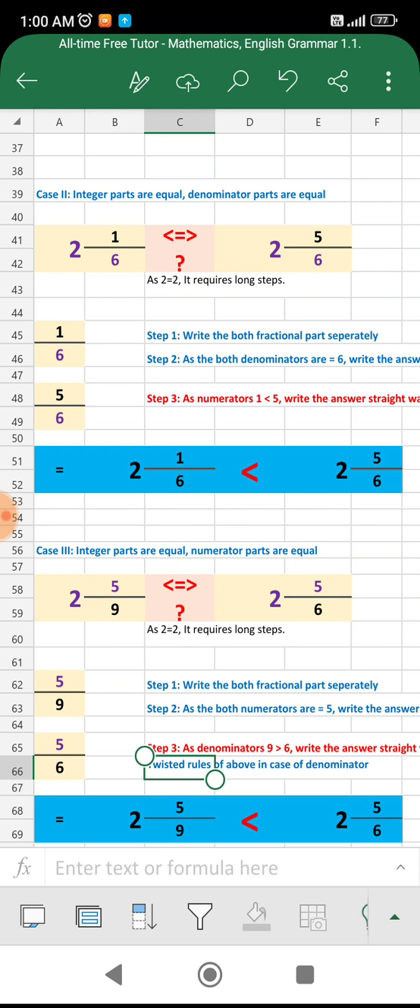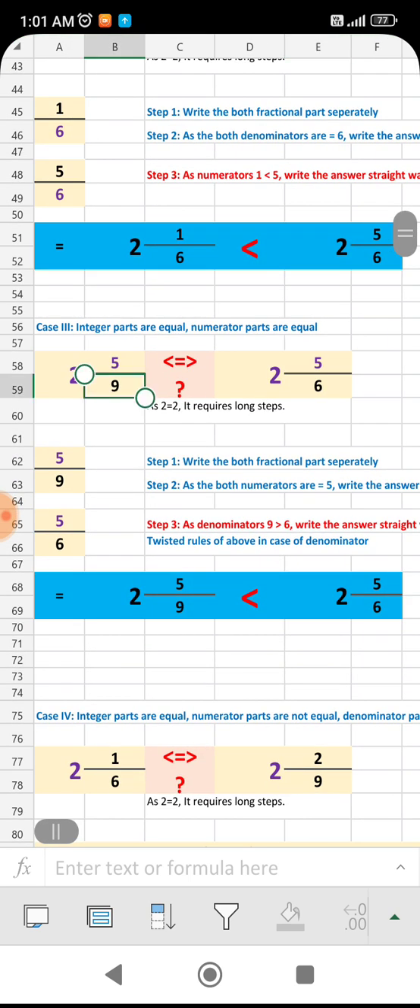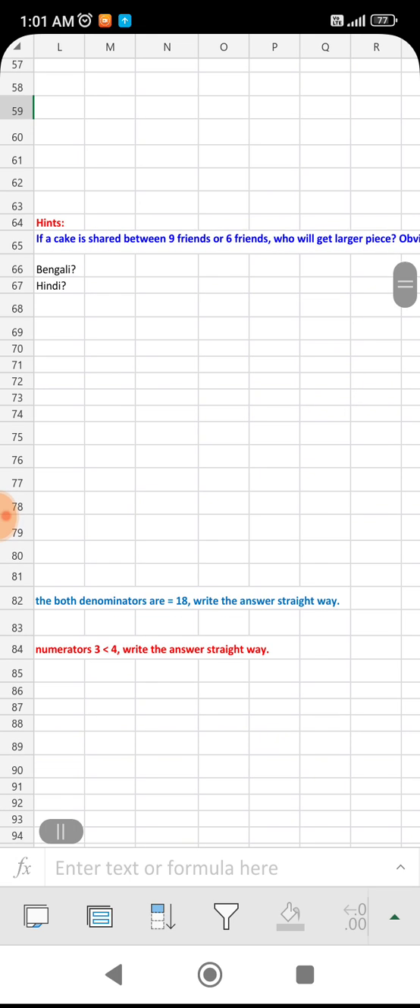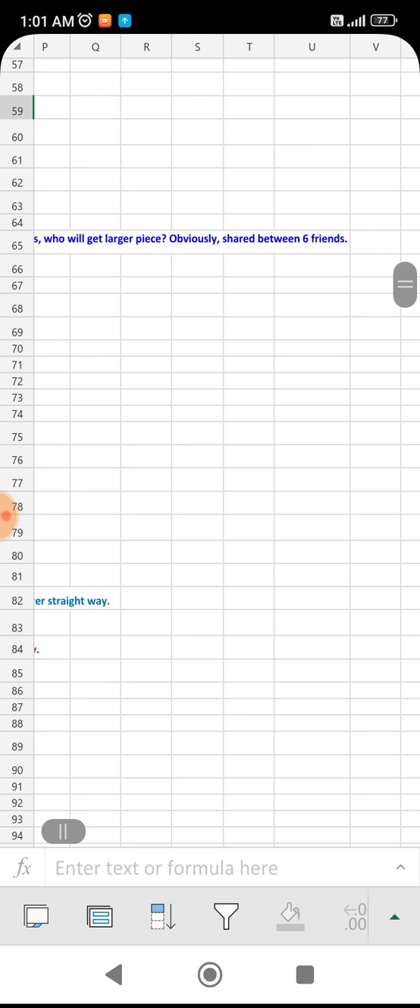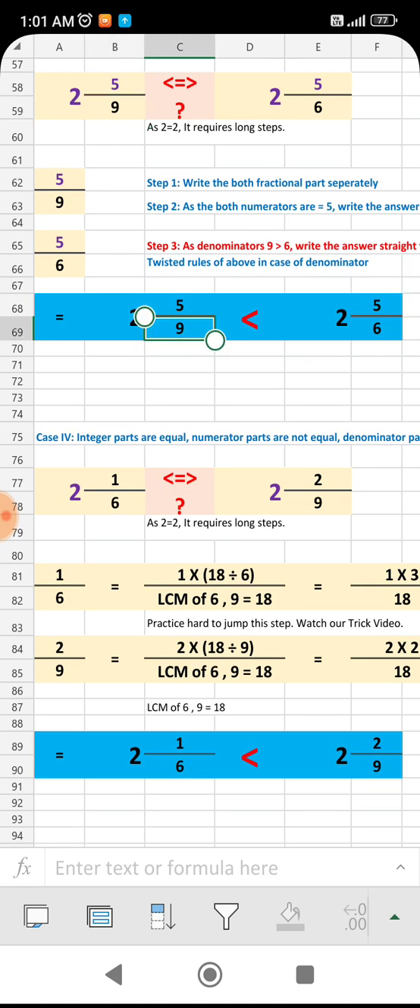In the numerator, if the numerator is greater, then the number will be greater. But in the denominator, if the denominator is greater, the number will be smaller. Why? It is told here. If a cake is shared between 9 friends or 6 friends, who will get the larger piece, 6 friends or 9 friends? Obviously a group of 6 friends will get the larger piece than the 9. So that's why if we divide by 9, it will be smaller.